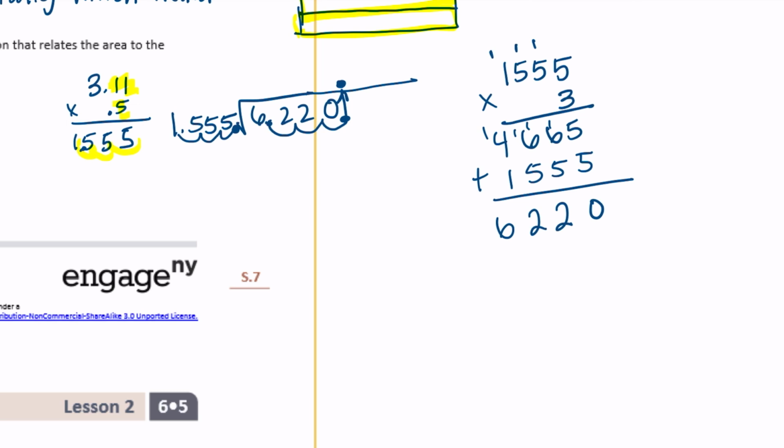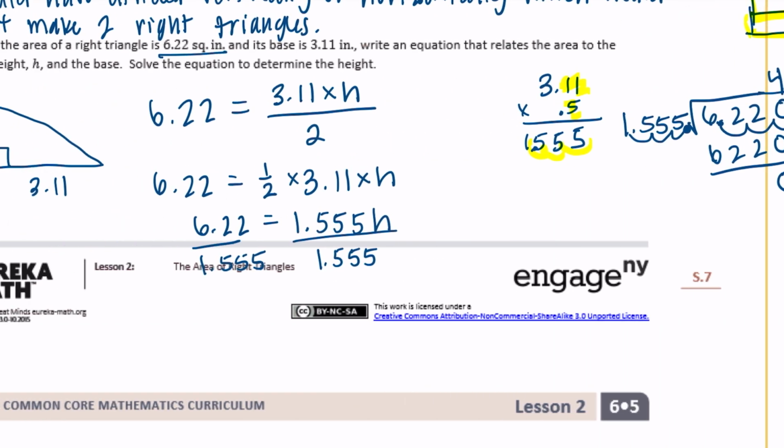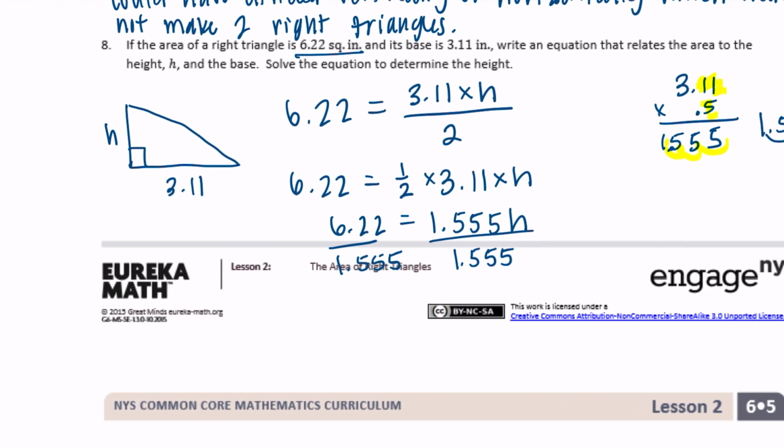So it goes in 4 times. Nice. So our answer is just 4. So that means the height would be 4 inches. 4 inches equals the height.